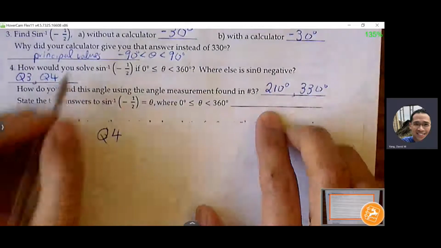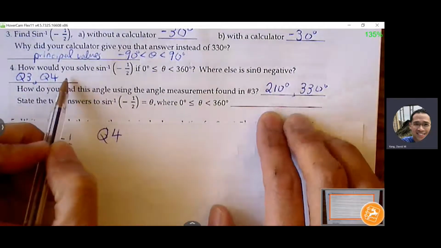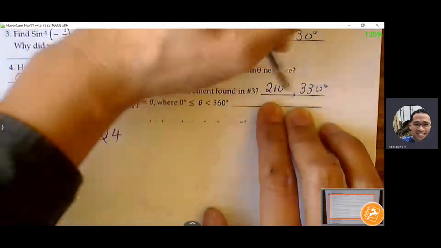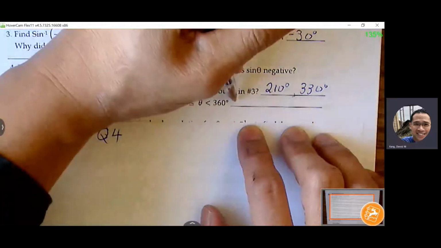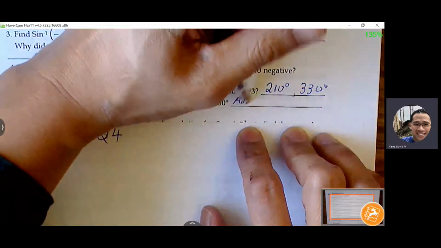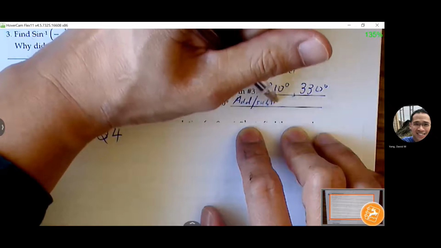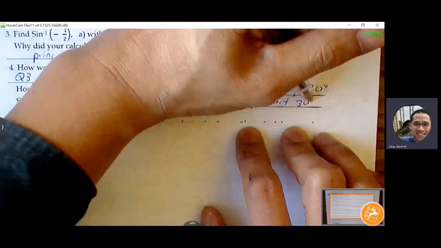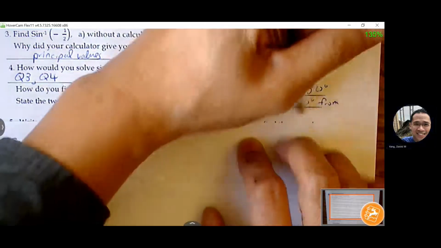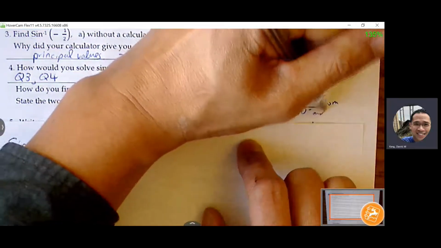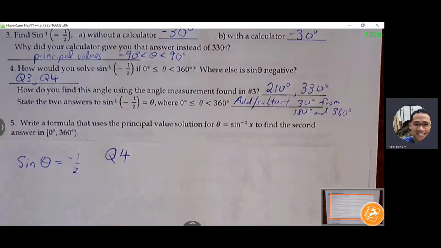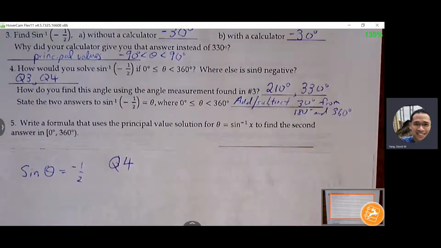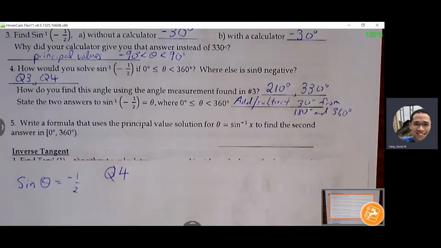Oh, sorry, I jumped the gun here. Third and fourth quadrant. So how do we find? We're just going to add or subtract 30 degrees from 180 and 360. All right, let's not worry about the formula. I think we can just reason our way through it. So let's skip number 5.